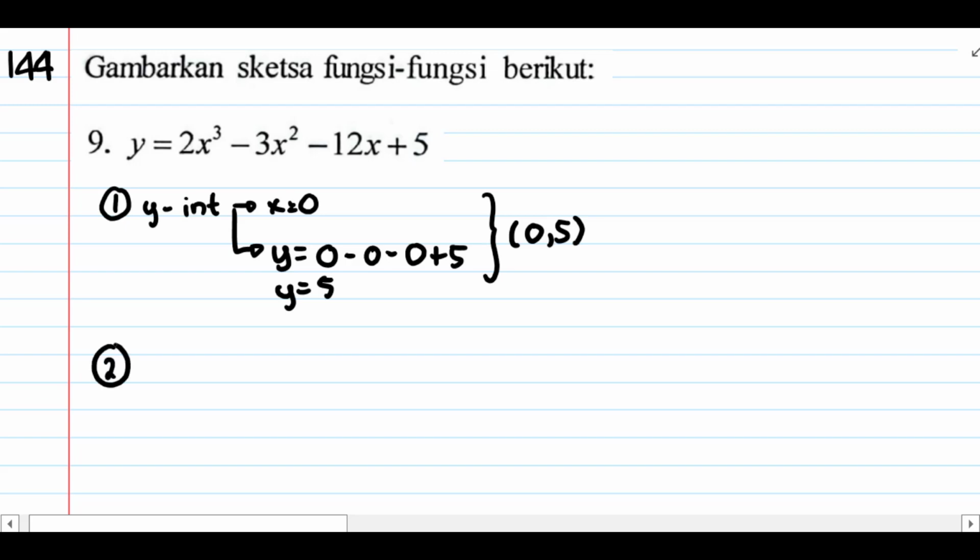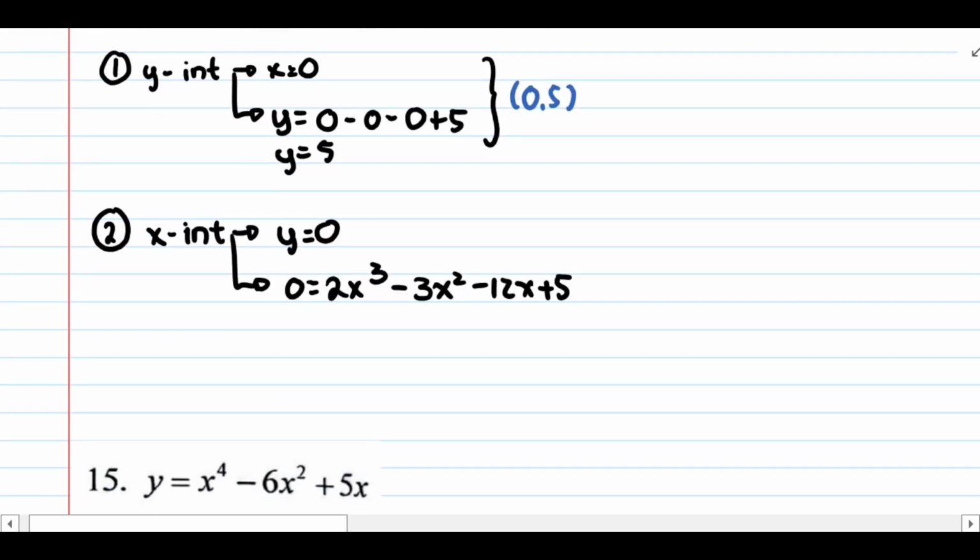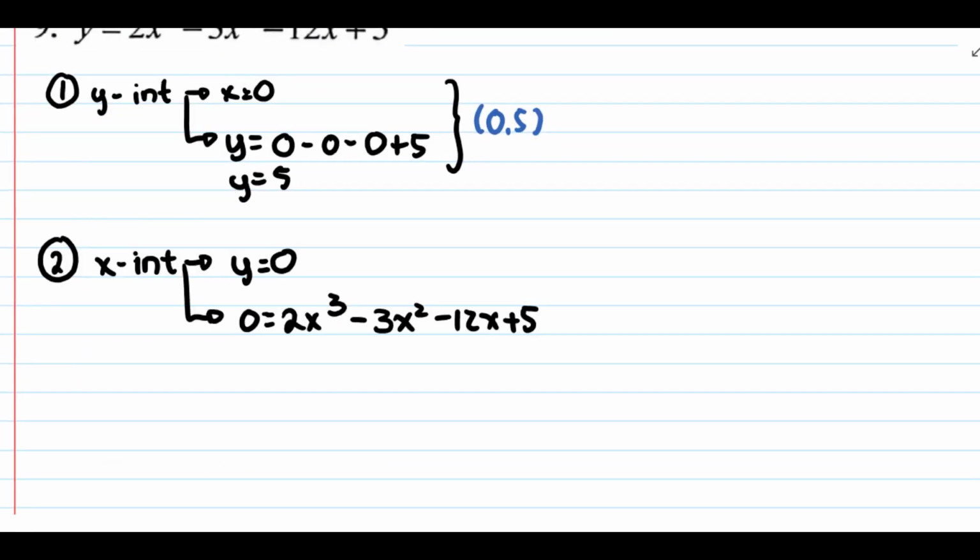Next is number 2. Wait, let me change the color. Okay, and then number 2, x-intercept. For the x-intercept, you will have to make the y equals 0. So 0 equals 2x to the power of 3 minus 3x squared minus 12x plus 5. And then after this, you have to factorize it. To factorize it, you have to guess and check which value of x makes the equation become 0. So I will check for 2 maybe.